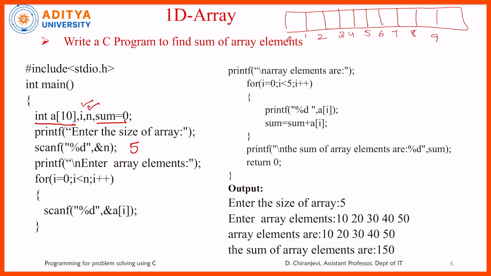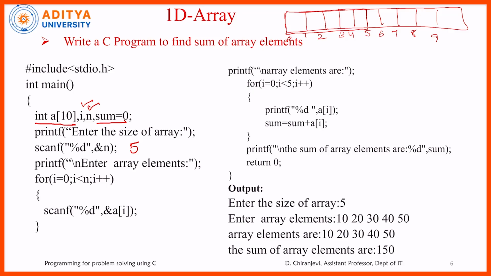So the 5 will be stored at the address of n. 5 elements' memory we are using, that is index 0 to index 4. These are the 5 indexes we will read. So the remaining memory will be wasted. Now I am reading the 5 elements by using a loop, as we are reading multiple elements.